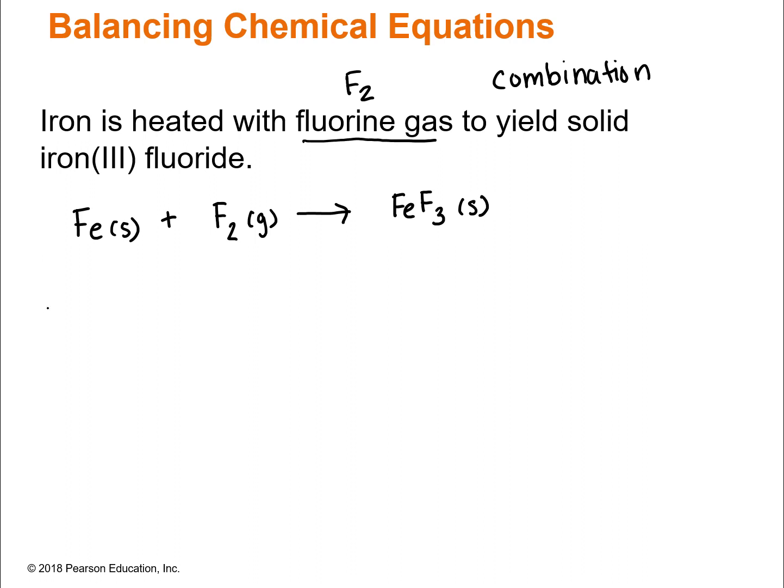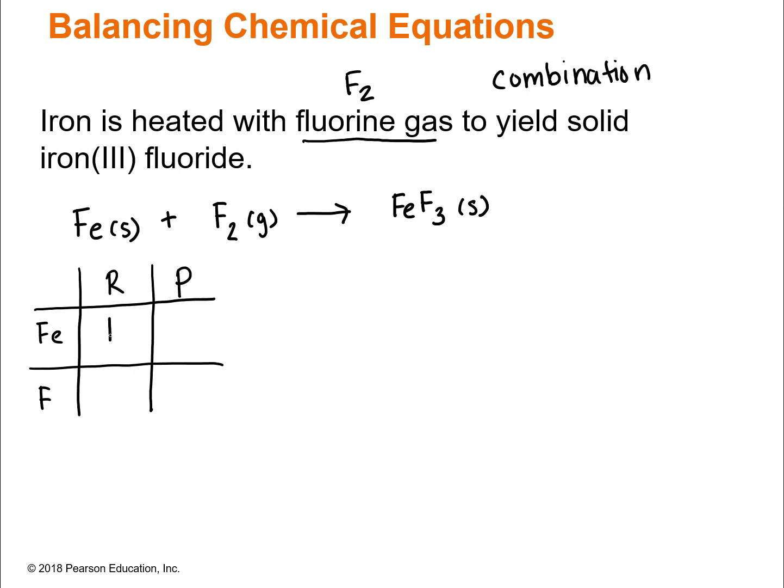Now on to balancing. We take our initial lay of the land, look at things. We've got 1 iron, 2 fluorine atoms. That's the reactant side. 1 iron, 3 fluorine atoms on the product side. We are not balanced. We've got to deal with that fluorine.